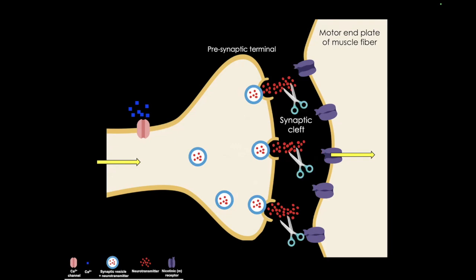Meanwhile, we have acetylcholinesterase that's anchored in the cleft basal lamina, and it's going to rapidly hydrolyze that acetylcholine into choline and acetate. So choline will be taken back up into the presynaptic terminal by a high-affinity choline transporter and recycled to synthesize new acetylcholine via choline acetyltransferase, or ChAT.